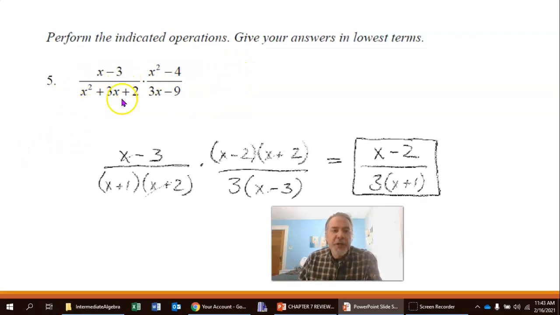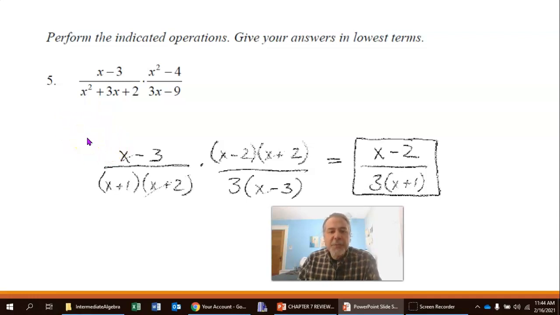Here, the x minus 3 doesn't factor, but the x squared plus 3x plus 2 can be factored into x plus 1 times x plus 2. The x squared minus 4 is a difference of two squares. It's one perfect square minus another. So it factors into x minus 2 times x plus 2. And the 3x minus 9 has a common factor of 3 that we can pull out so that it's 3 times x minus 3.